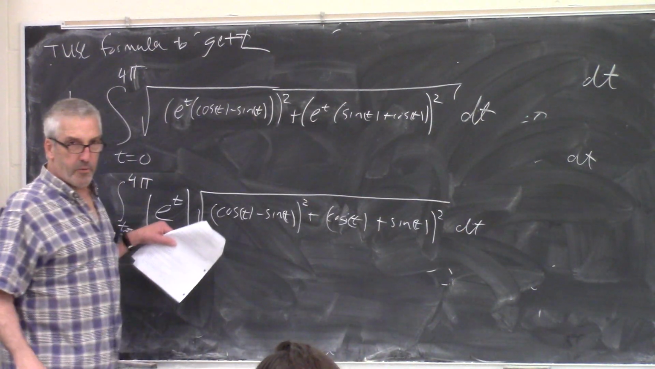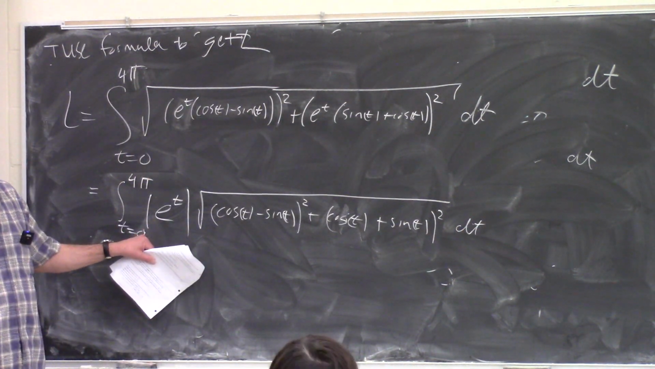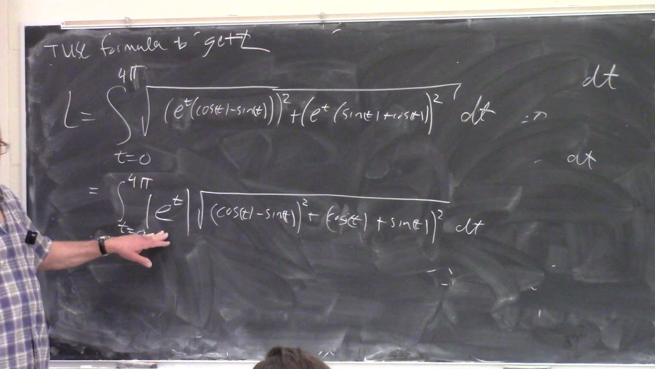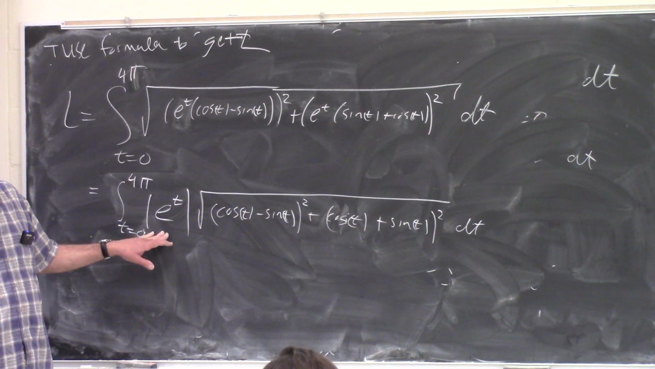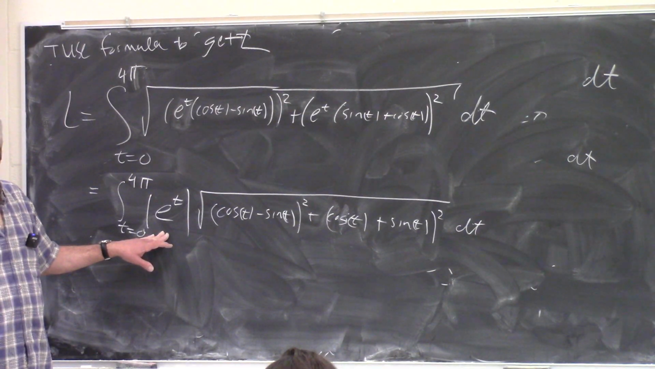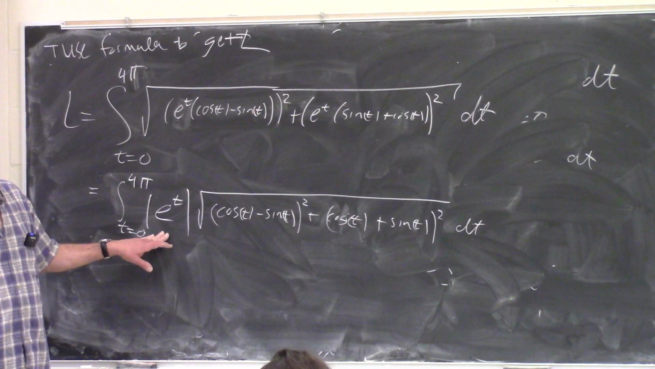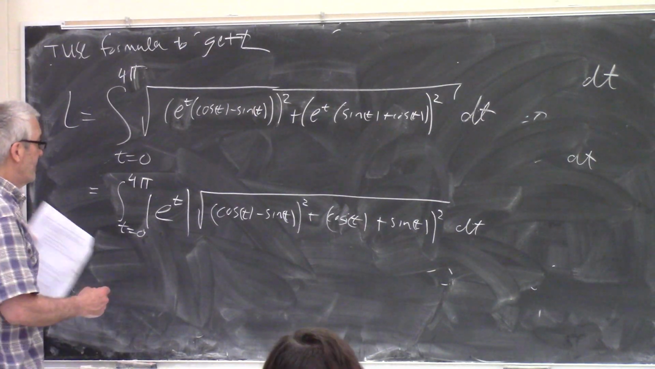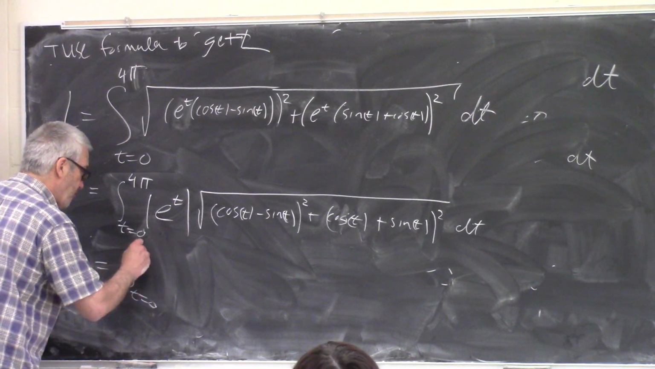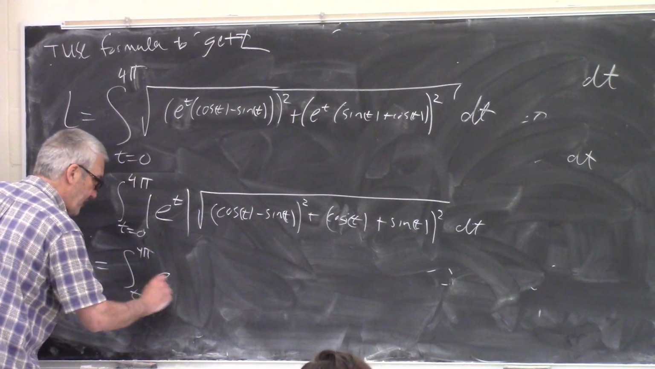All right, who can help me out with the absolute values? Andrew, your hand was up briefly. Can we simplify this? On the e to the t? Yeah. Liam? E to the t is always positive. So we don't have to deal with that. So we have the integral from t equals 0 to 4 pi, and we can just write e to the t.